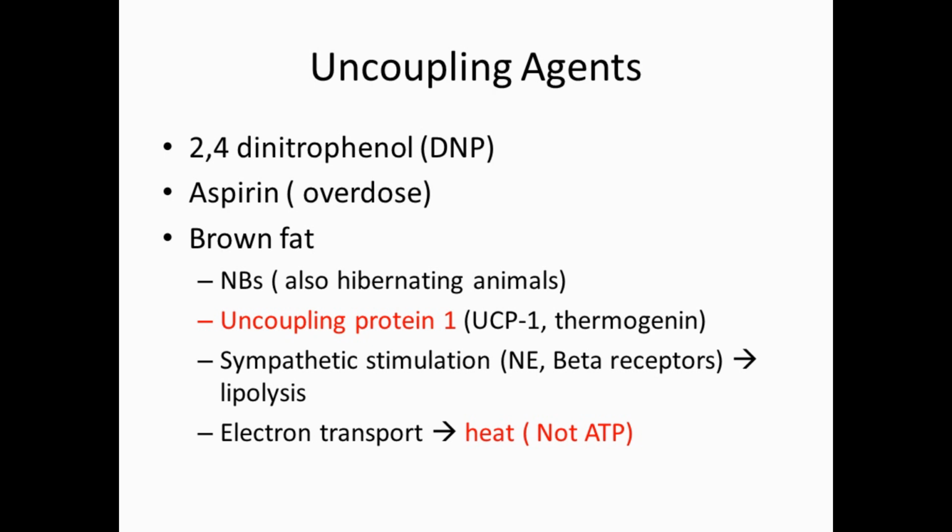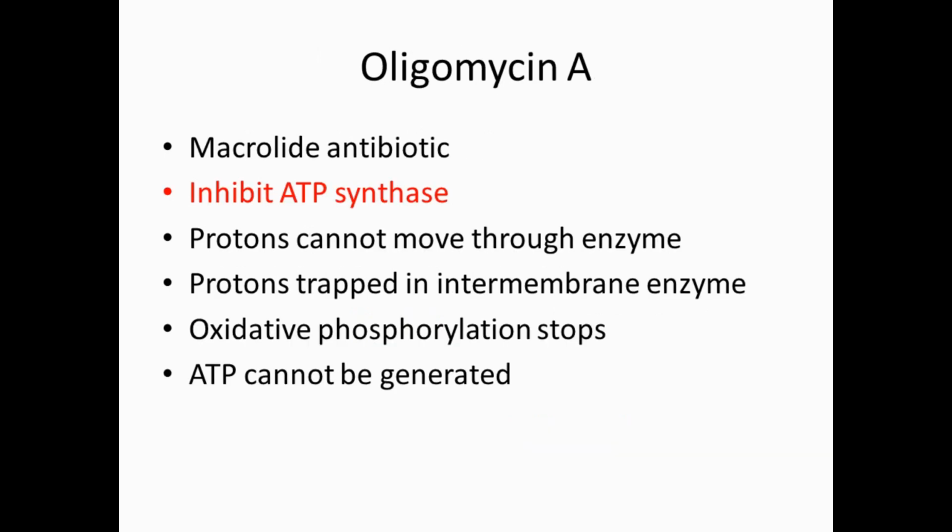In brown fat we will see uncoupling protein 1, which is UCP1 or thermogenin, which is stimulated by the sympathetic system and leads to lipolysis, and in the electron transport chain it will generate heat instead of ATP. Oligomycin A, which is a macrolide antibiotic, will inhibit the ATP synthase itself. So protons cannot move through the enzyme and protons are trapped in the intermembrane space. So oxidative phosphorylation stops and ATP cannot be generated.